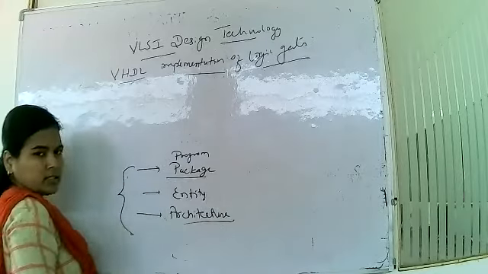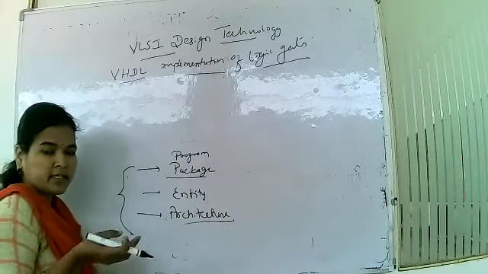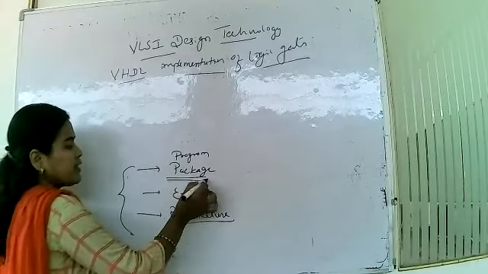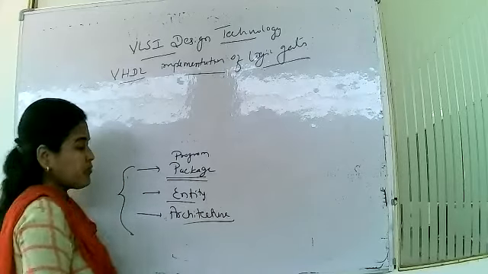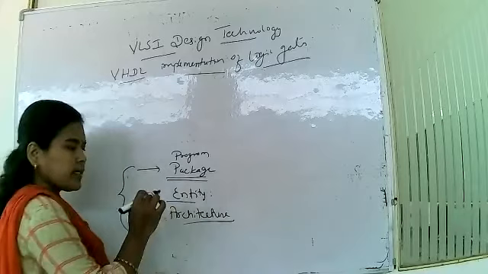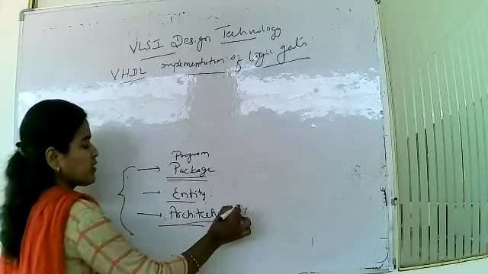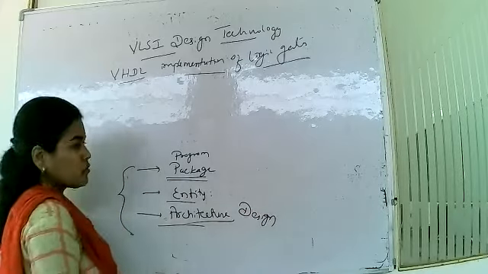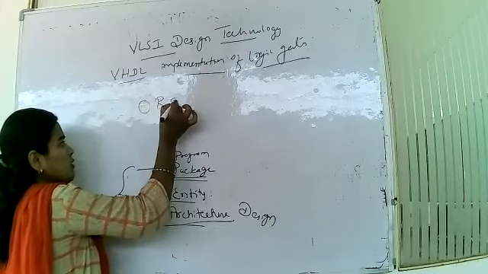In the package section we write the library, where we declare the procedures and functions which we are selecting. In the entity, we write only the inputs and the outputs. I explained this many times. And in the architecture, we write the design.